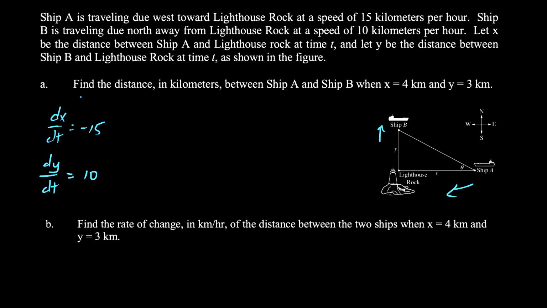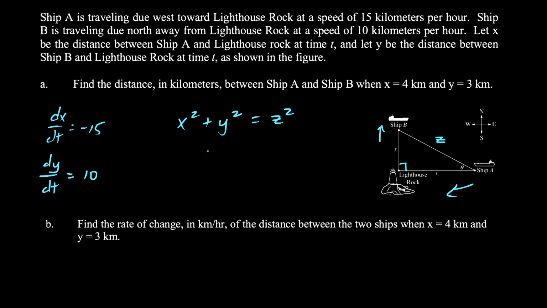Now here, part A, they're just kind of helping you out. Find the distance in kilometers between ship A and ship B. So they want you to find this missing distance, which we'll call z. We see the relationship as a right triangle, so we can go ahead and use the Pythagorean theorem to relate these three variables. Because again, all three of these are changing. None of them are fixed. If they were fixed, we'd replace it with a constant.